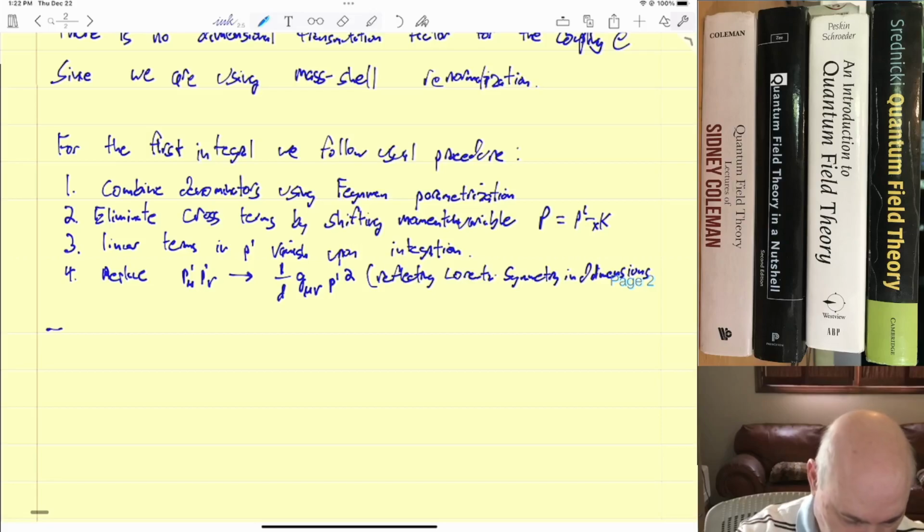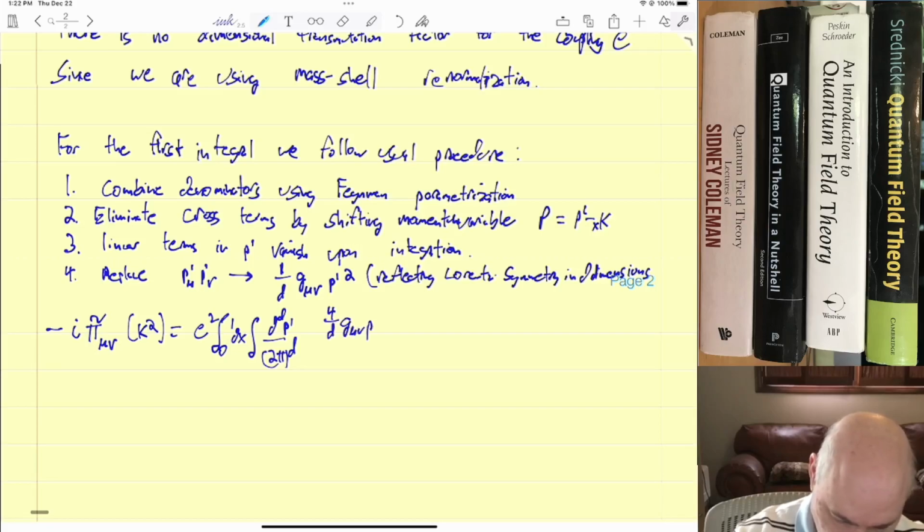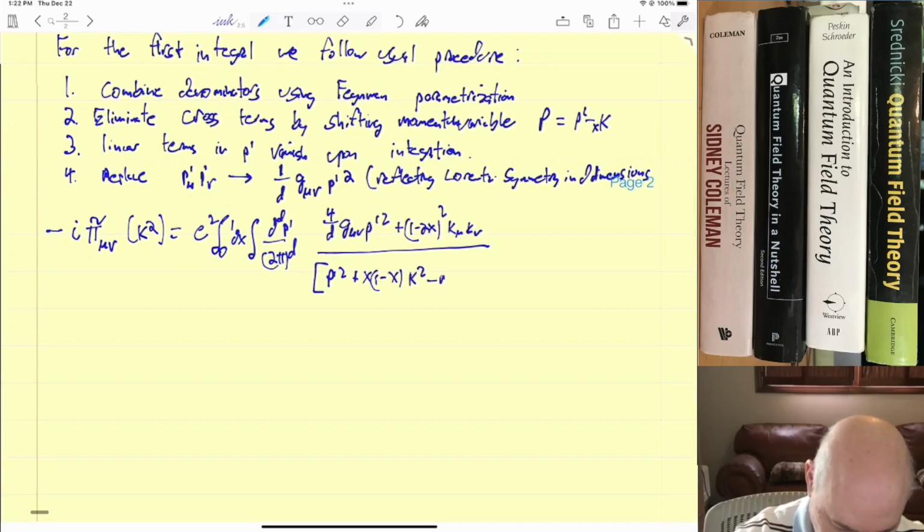So then after we do all this, we get minus i Pi tilde mu nu of k squared is equal to e squared, the integral from 0 to 1 dx, the integral d^d p' over (2 pi)^d, of 4 times [(2 over d) g mu nu p' squared plus (1 minus 2x) squared k mu k nu], divided by [p' squared plus x(1 minus x) k squared minus m squared plus i epsilon], whole thing squared.